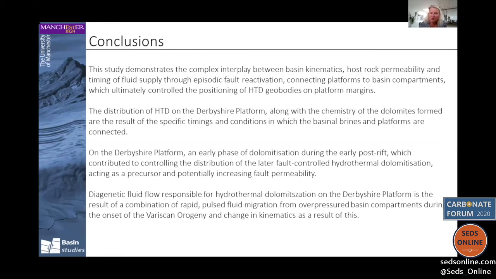I have a question. I can't remember the exact figures you were discussing, but you were talking about your later dolomites, I think being 3 or even 4 times the salinity of seawater. Is that correct? Yes, yeah. What do you think is the origin of those high salinity fluids?